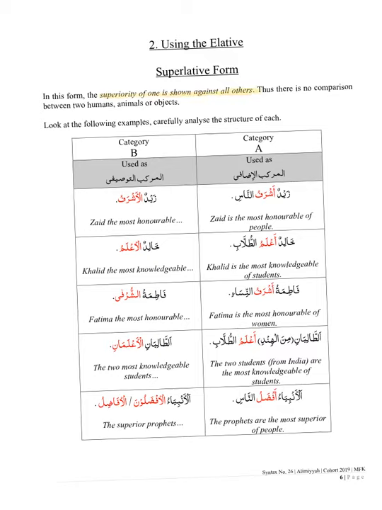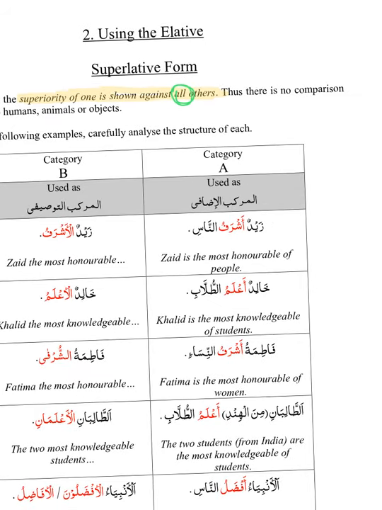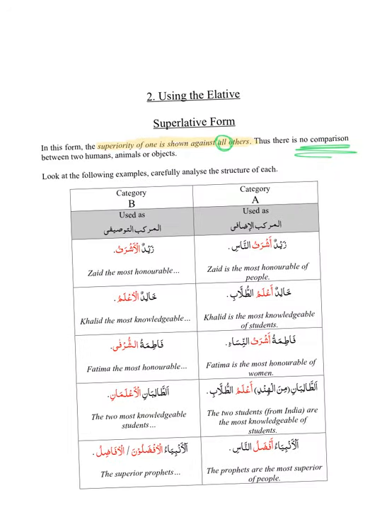So basically, if you read this carefully, what does it say? It tells you that, let's just make it a little bit bigger, the superiority of one is shown against all others. And then this next bit, thus there is no comparison. When you are using ismu tafdil in the superlative form, you are not comparing. Rather, you are saying or showing that something is superior against, like it says here, all others. So let's look at some examples.